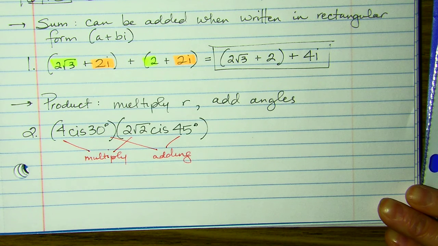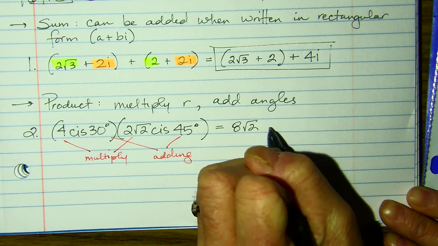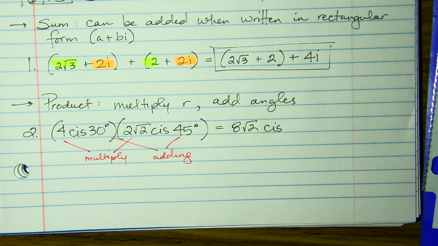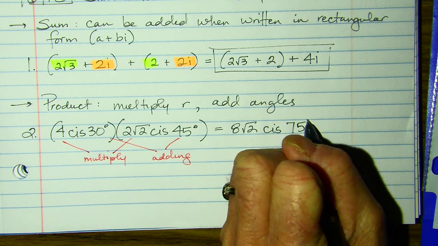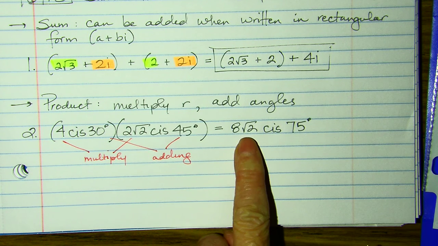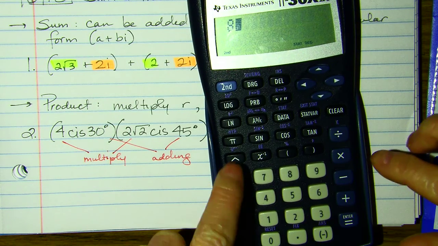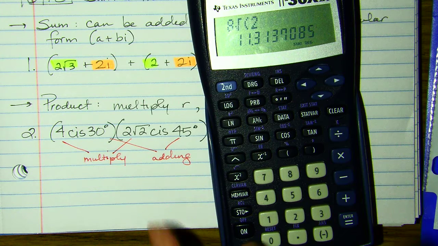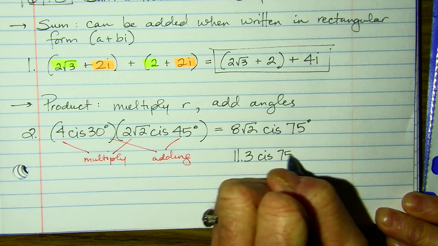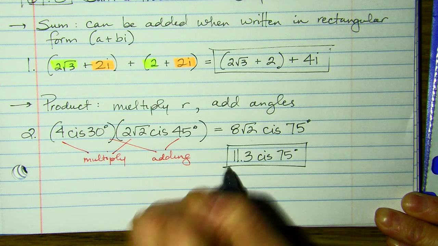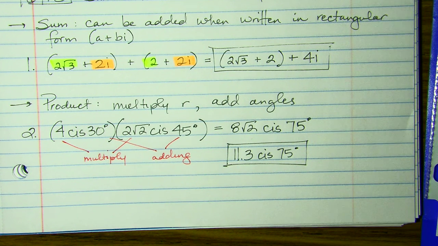So my answer: 4 times 2 root 2 is 8 root 2 CIS. And then I'm adding my angles, so 30 and 45 would make 75 degrees. From here, I'm going to go ahead and put this in normal form. So 8 root 2 is 11.3, so I get 11.3 CIS 75 degrees. So I got rid of the radical 2. That's pretty easy. And so we are moving on to the next one.